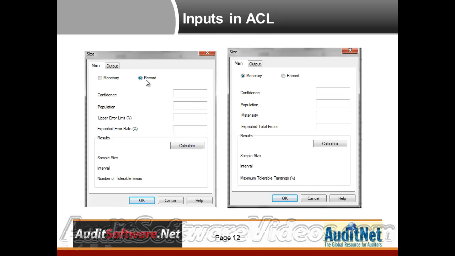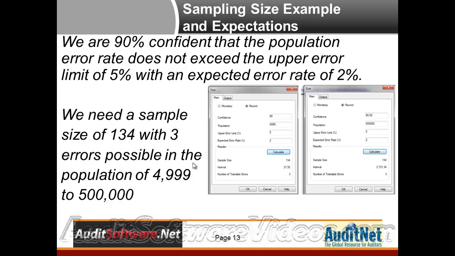So if we're doing a record sample, we'll do this in practice, 90% confident would go into the confidence section. Population of, let's say, 1,000 records. My upper error limit percentage, I believe there's less than 3% maximum of an issue, but I do expect a 1% expected error rate. Then it's going to calculate your number of tolerable errors, your interval, and sample size. On the monetary unit side, it's more in dollar terms, but again, still giving you the same types of information.